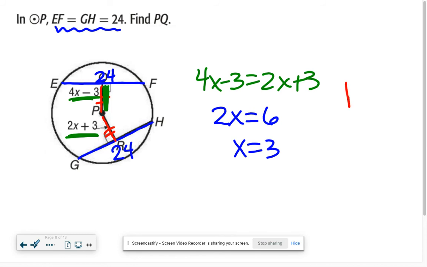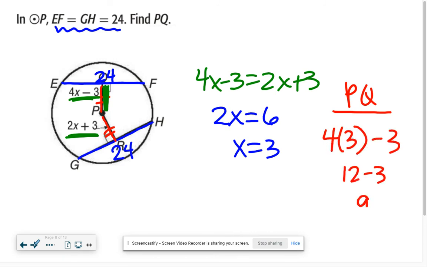So now that we know that x equals 3, we can plug in to find PQ. So PQ, 4, plug in your x. 12 minus 3 should give us 9. There we go, 9.